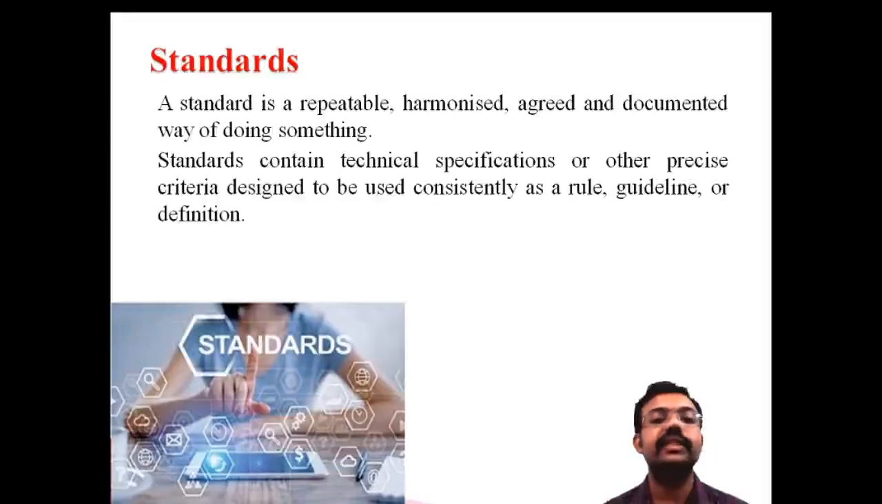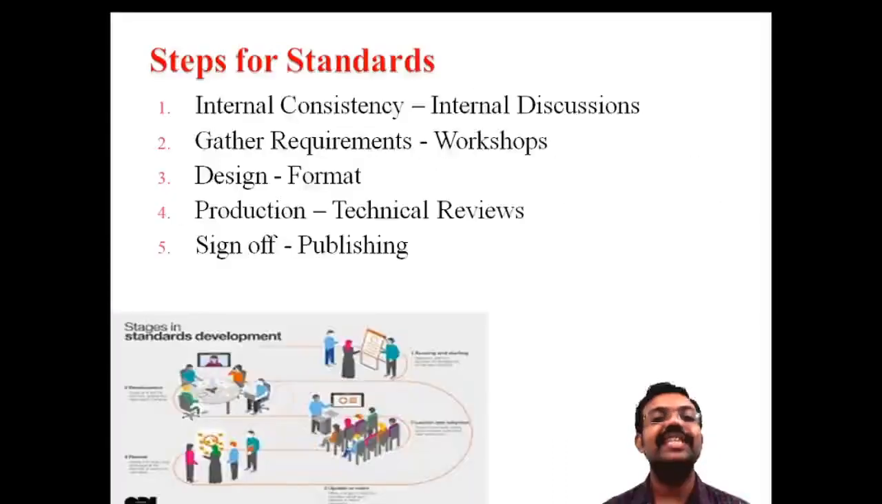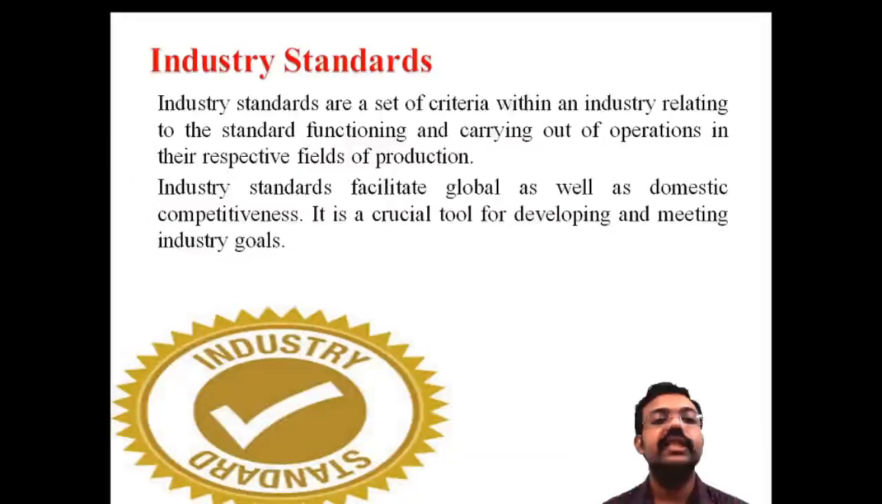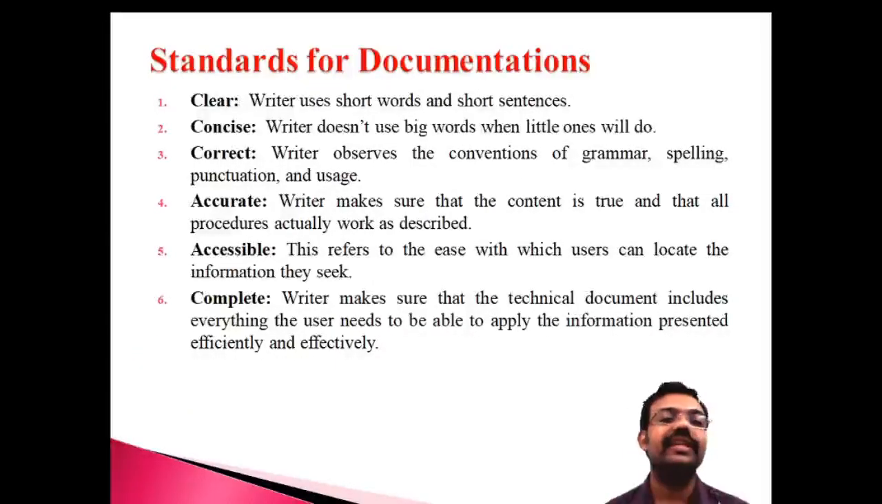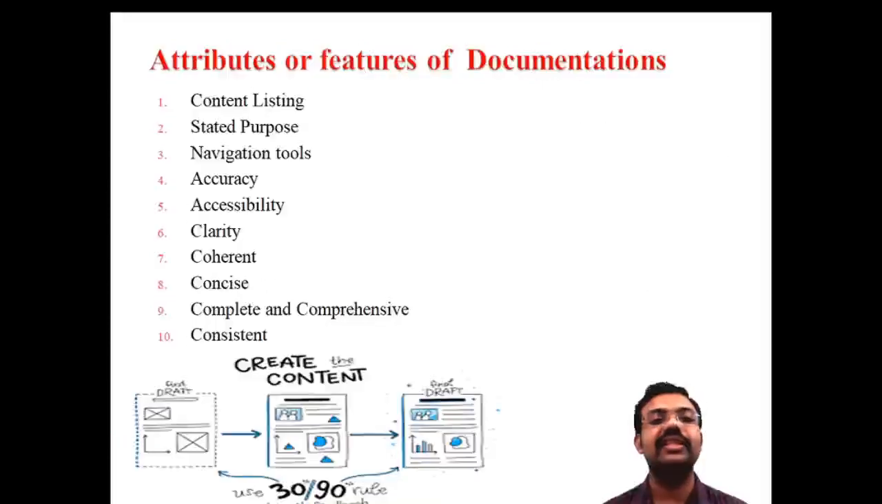And what do we mean by a standard? A standard is a harmonized, agreed document on a way of doing something. The steps for a standard are internal consistency, gather requirements, design, production, and signing off. These are the five important steps regarding standards. And what is an industrial standard? A tool for developing and meeting industrial goals. These are the standards for documentation: clear, concise, correct, accurate, accessible, and complete. And finally, the characteristics of documentation: content listing, state the purpose, navigation, accuracy, accessibility, clarity, coherence, concise, completeness, and consistent. These are the 10 important characteristics of documentation.